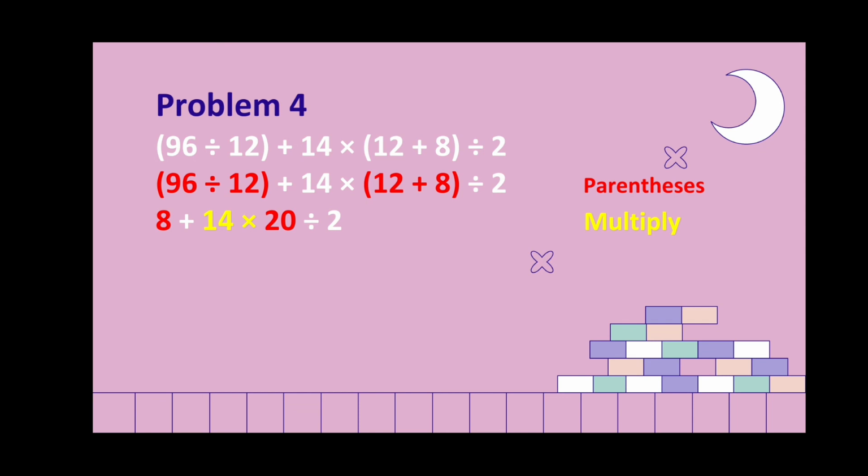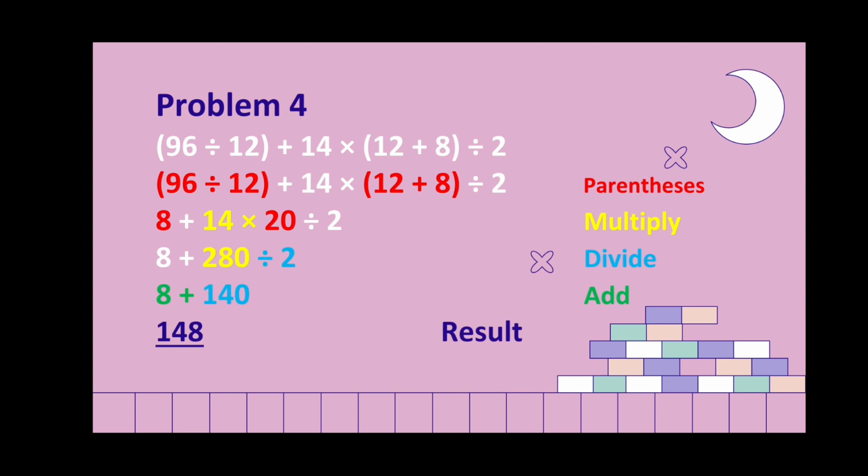Now, next one, we're going to multiply. So we have 14 times 20 equals 280. So dahil nauna ang multiplication from left to right, siya yung inuna nating isolve bago ang division. So ngayon, magde-divide naman tayo. 280 divided by 2 equals 140. And now, last operation is addition. 8 plus 140 equals 148.